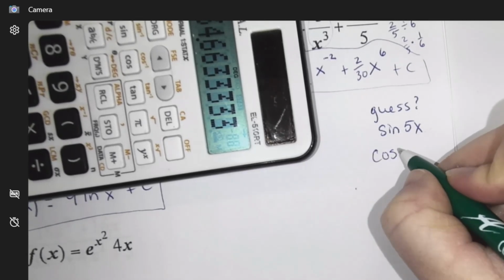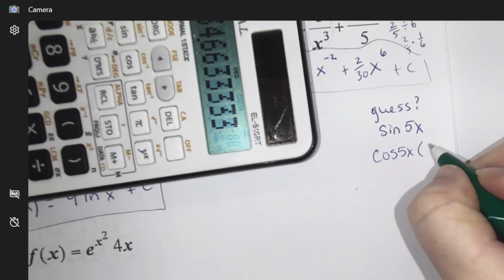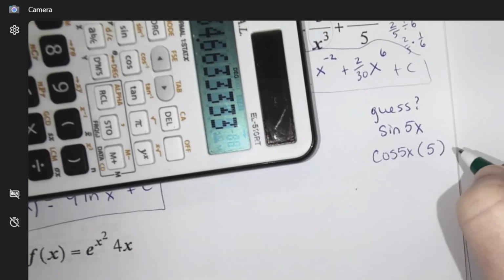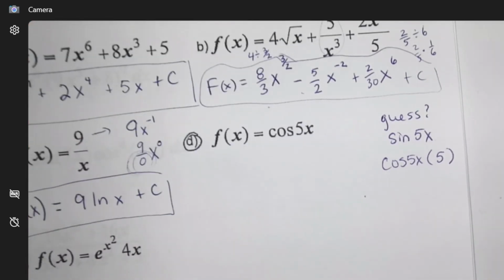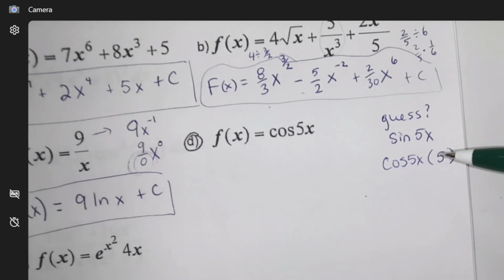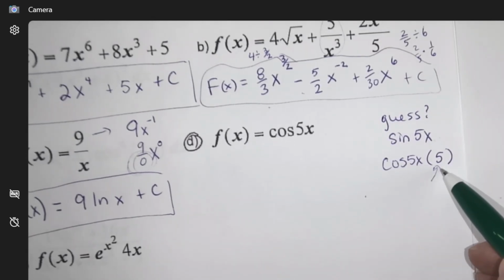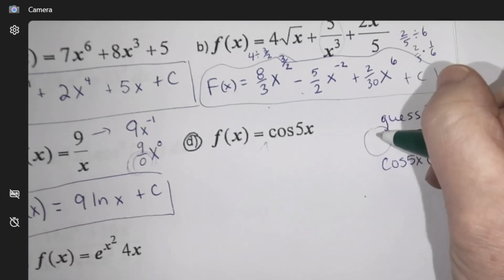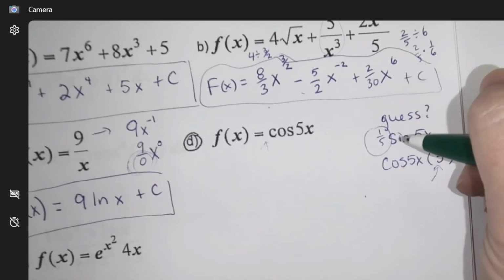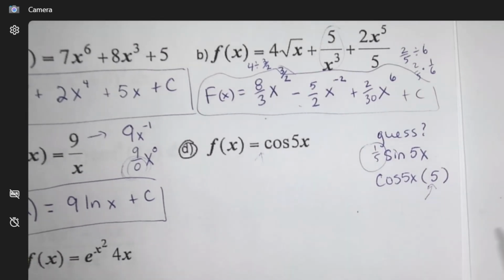So cos 5x, attach a 5. Okay, uncover, did we match? Not quite. I don't want this 5 here. I want a 1. So how do I deactivate the 5? 1/5. I put 1/5 in front of my guess.